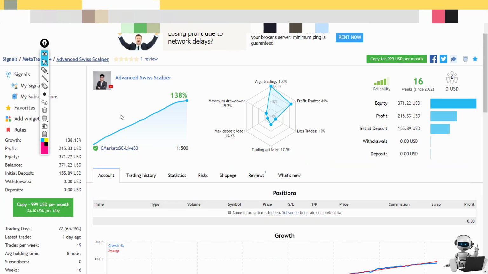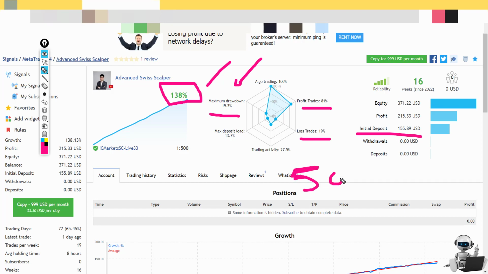So we have the live result. You can see the maximum drawdown is only 20% and he made 138% profit. Very amazing. The profit factor is very high, 81%, and the losing rate is 90. Now why might the drawdown be 20%? Well, because he has a very low deposit. I believe if you deposit 500 USD, the drawdown will probably reduce to 10%, which will be safer.